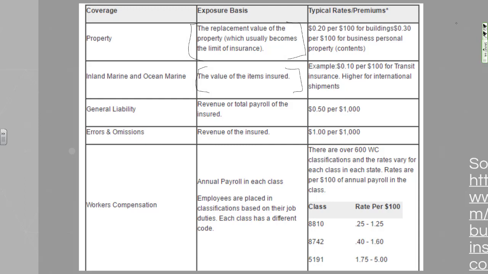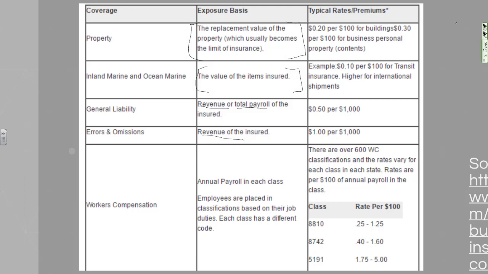With liability, the exposure basis generally becomes a bit more complicated. With any property coverages and inland marine and ocean marine, the exposure is limited to the value of the property being insured. But as we know, since liability is third-party coverage, the exposure basis is really not limited. It's dictated by the amount of damage you cause to other people's property or bodily injury by your own negligence. But one way of setting the exposure basis for general liability and errors and omissions is the revenue of the insured. With general liability, as we've discussed before, another way is total payroll.